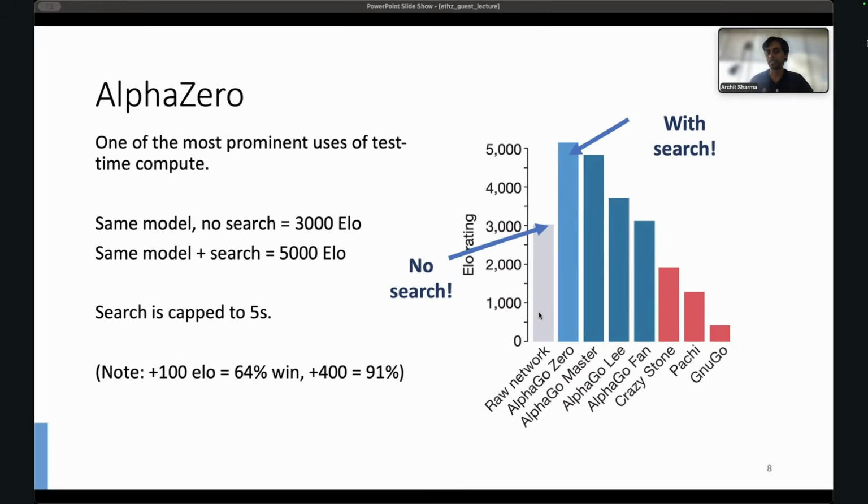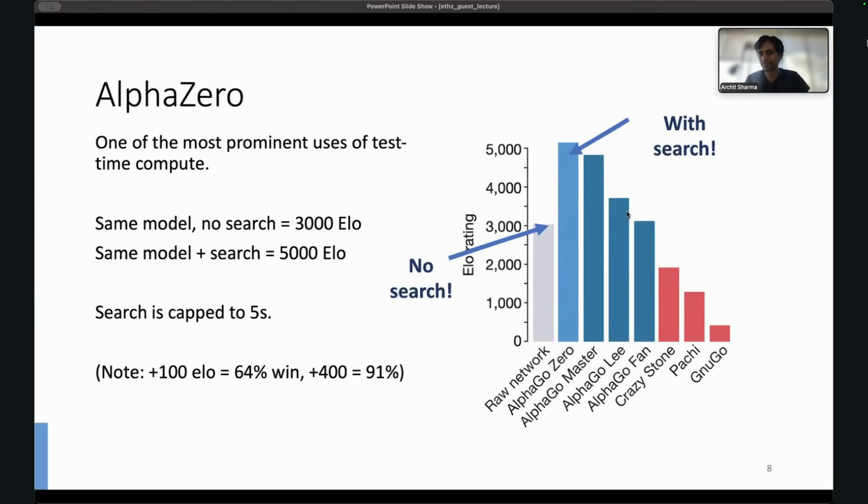And when you have the same model and you add test time search on top of it, and note the search is capped to a maximum of 5 seconds, the ELO jumps from 3000 to 5000. It's the same model, just with test time search added on top. This was quite an insane result, because a 100 ELO point gap is like a 64% win rate, and a 2000 ELO gap basically means that the 3000 ELO player could never beat the 5000 ELO player.